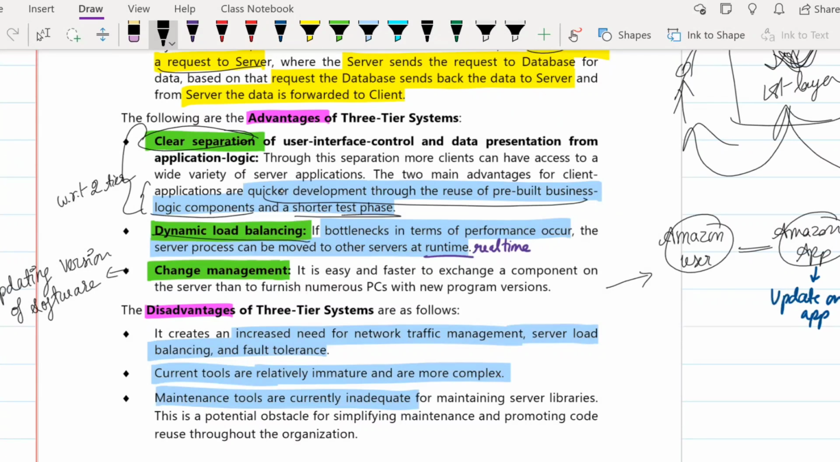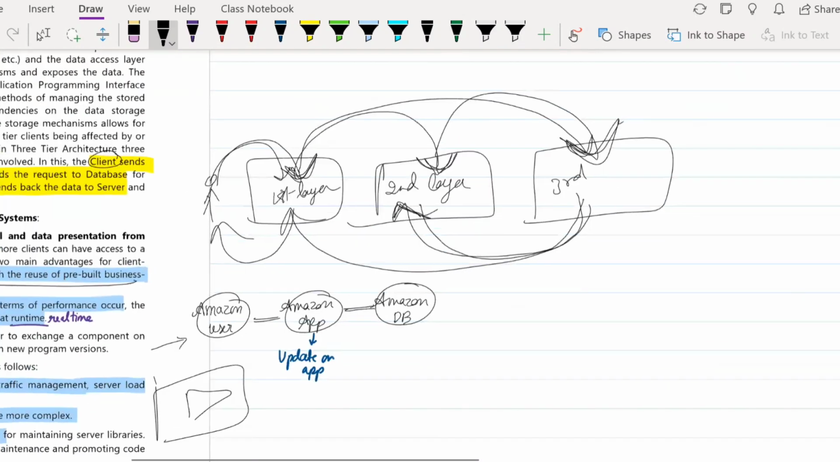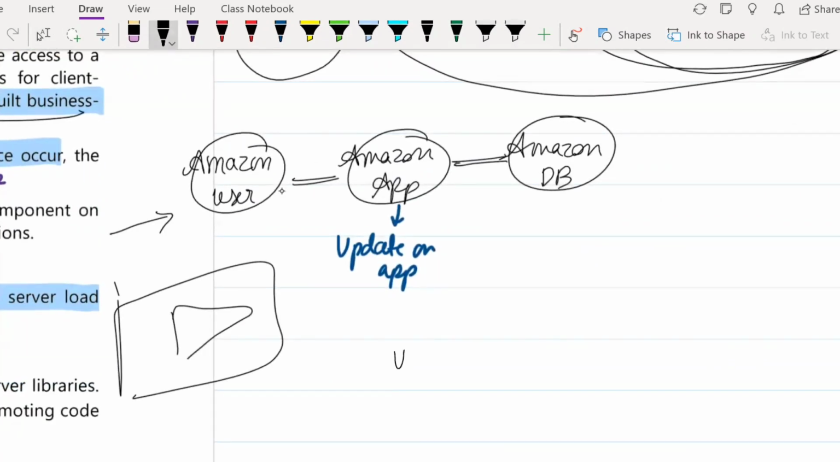So here what happens is that since there are 3 layers, if there is too much load, it will get balanced easily. One or the other layer is going to help in taking or sharing the load of another layer. Okay, next is change management. So here what they tell you is that updating the version of software is easier. Generally, if you have any app installed, there are usually updates that come in your Play Store, right? So now I'm going to tell you that these updates are easier to do in a 3-tier system in comparison to a 2-tier system.